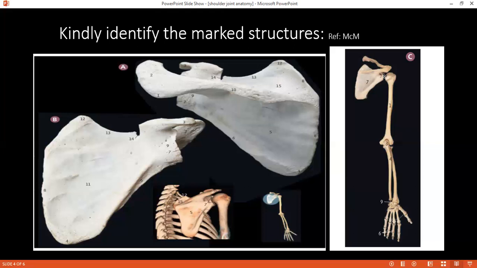Can you tell me what the contents of the quadrangular space are? Okay, it will be the axillary nerve and the posterior circumflex humeral artery, and the humeral vessels, the vein as well. Okay, yes, right, good.